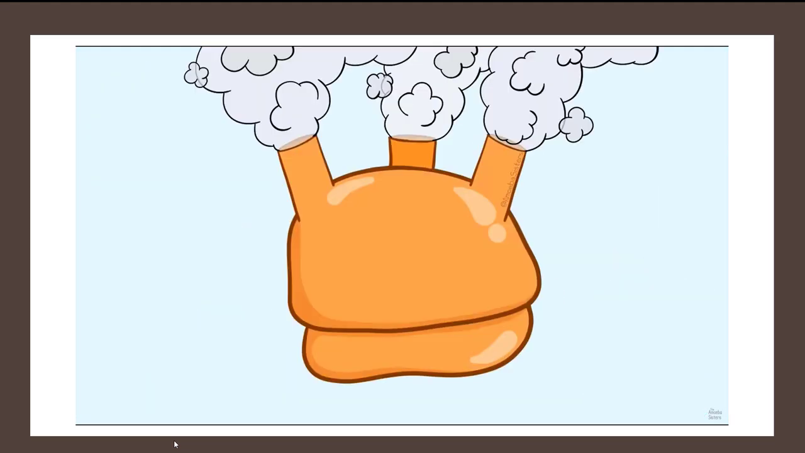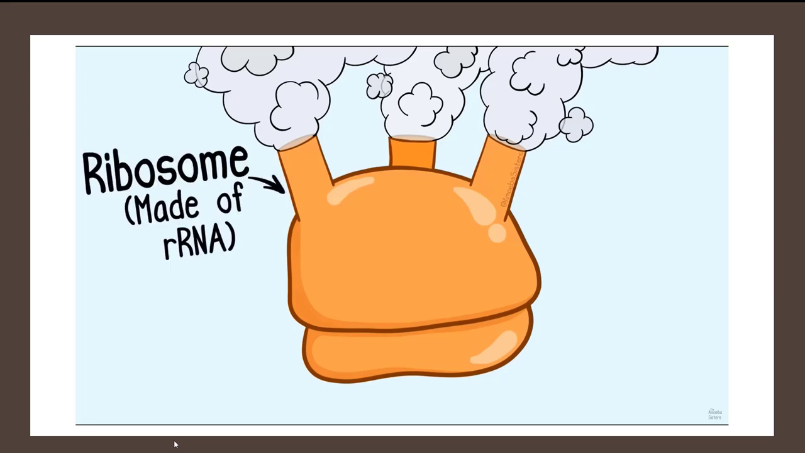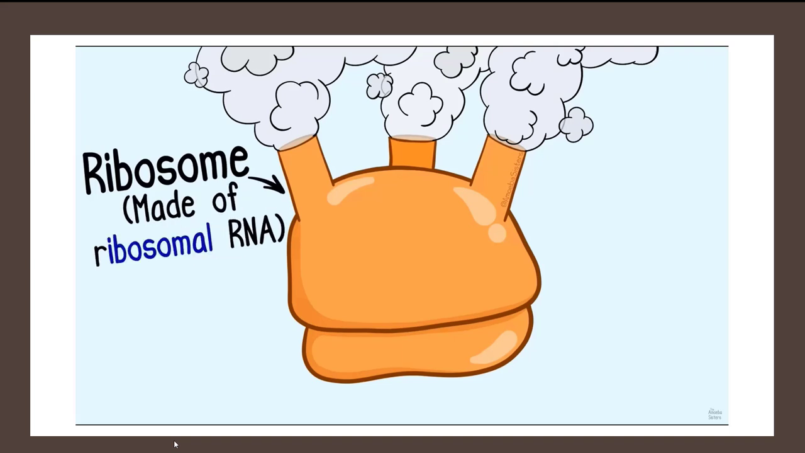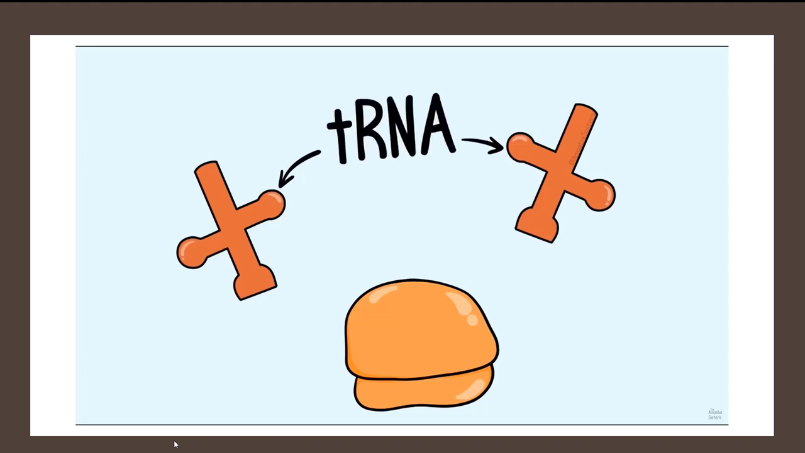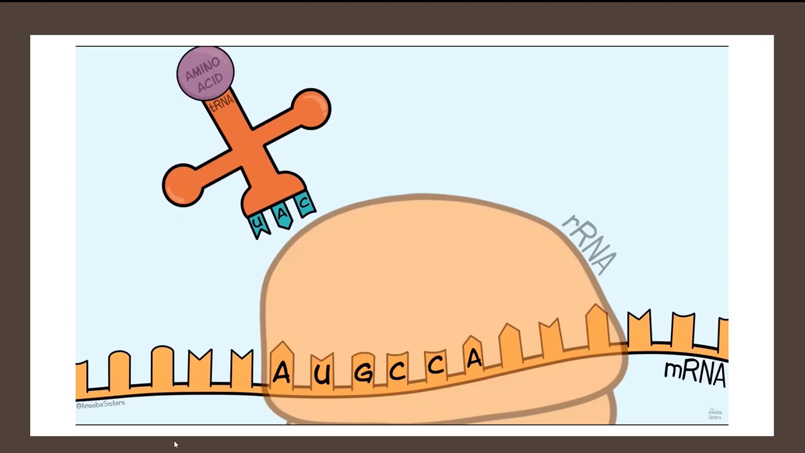Ribosomes make protein, and RNA is actually a major component of ribosomes. This type of RNA is called rRNA, which stands for ribosomal RNA. Finally, we discuss transfer RNA, more abbreviated tRNA. Its job is to transfer amino acids to match the correct mRNA codon.